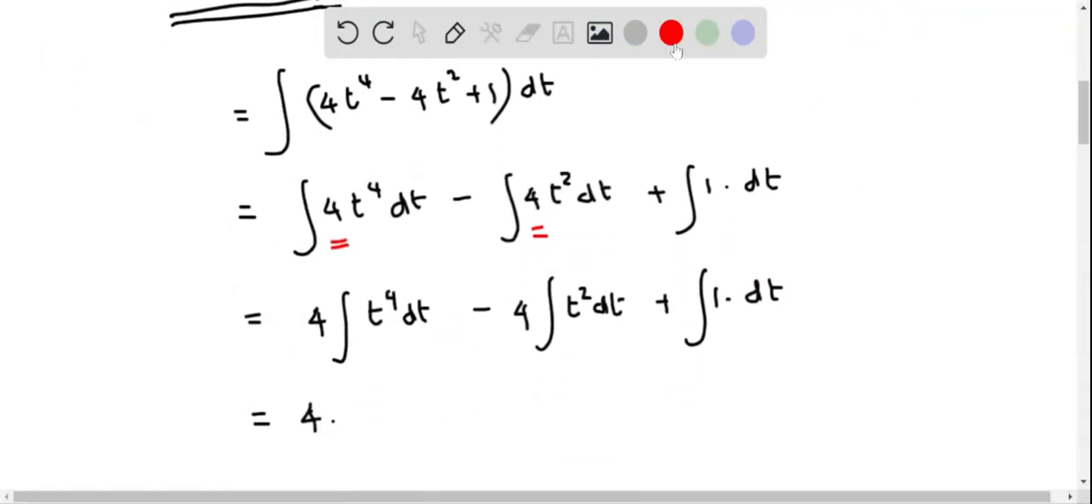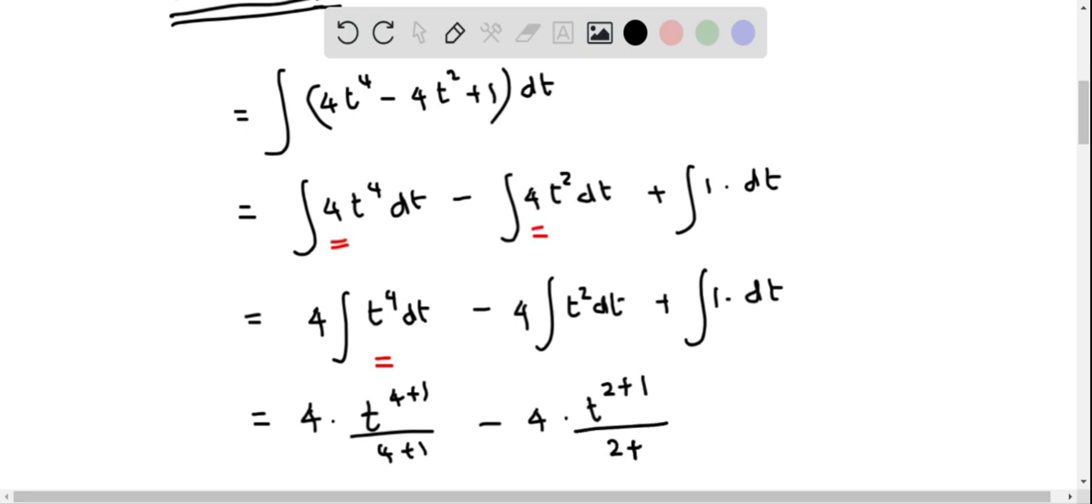So when I integrate this t power 4, when I apply the power rule, I put this as t raised to the power of 4 plus 1 divided by 4 plus 1. And for the next term, it is 4 times integration of t squared. So I write this as t raised to the power of 2 plus 1 divided by 2 plus 1. And we know that integration of 1 dx is x, which means integration of 1 dt is just t, plus we put the constant of integration c.